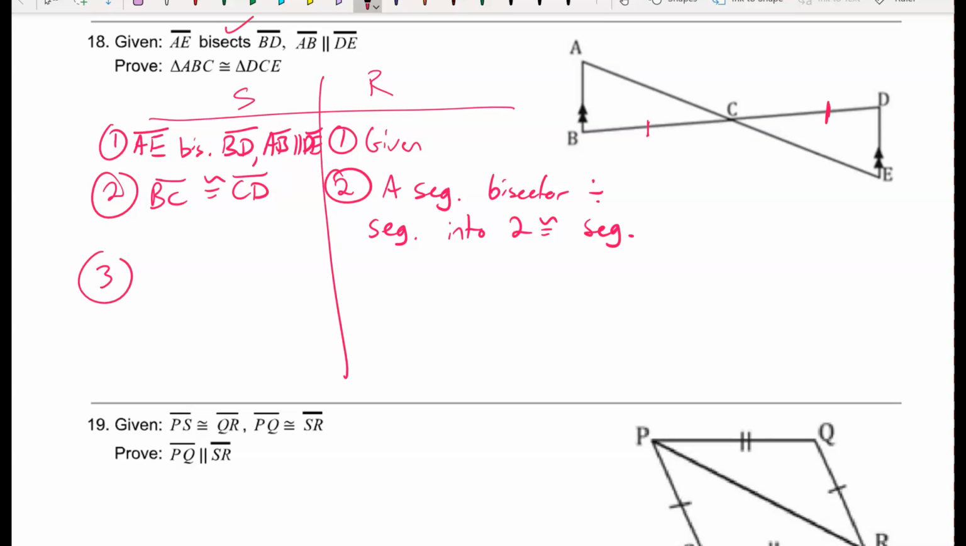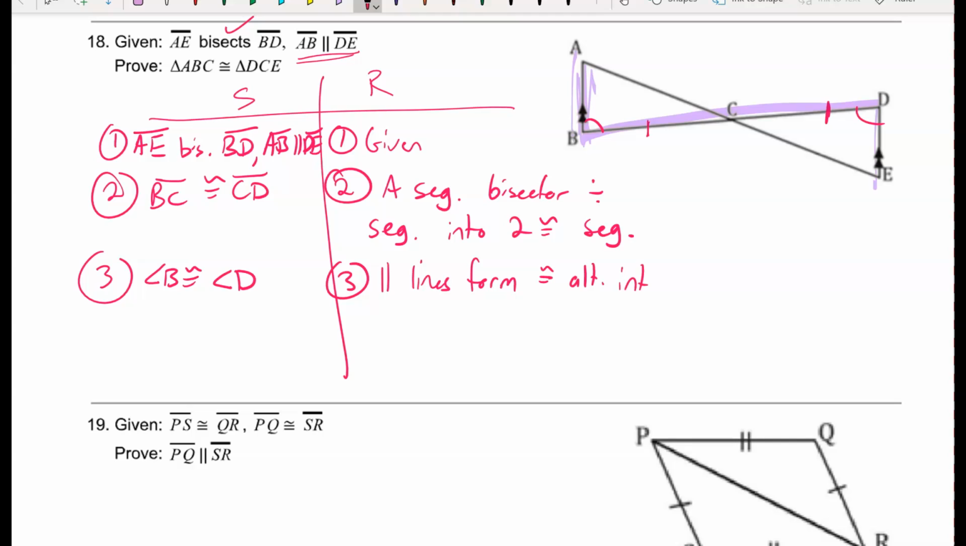Now I need to ask myself, why did they tell me that my two segments are parallel? And if I'm looking at my parallel lines, cut by that transversal right there, it looks like I've got some congruent alternate interior angles at B and D. So I'm going to start by saying angle B is congruent to angle D. Reason being, parallel lines form congruent alternate interior angles.